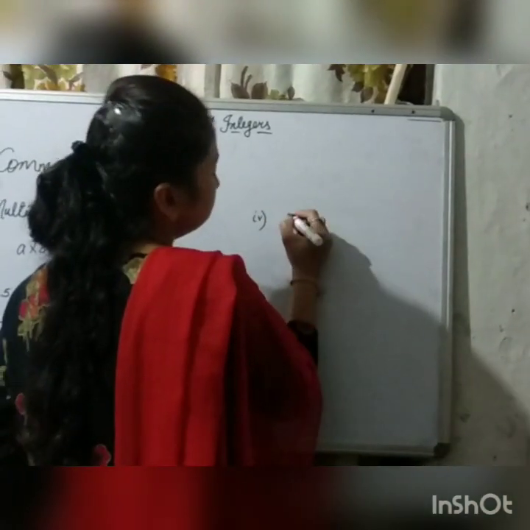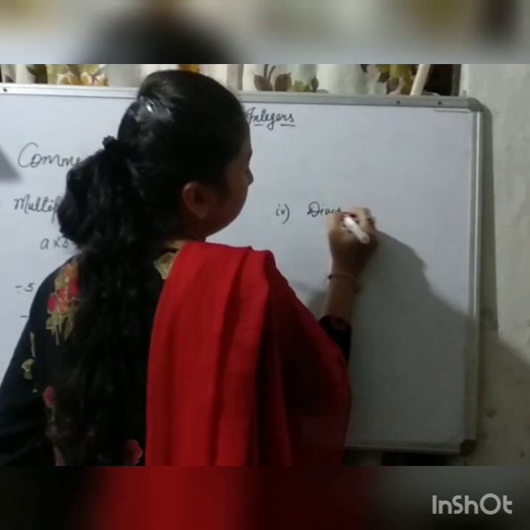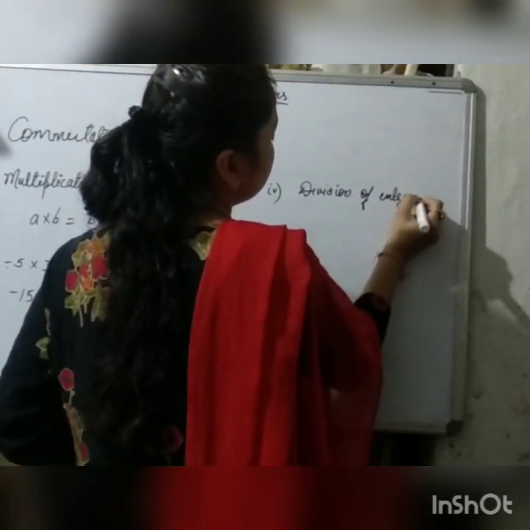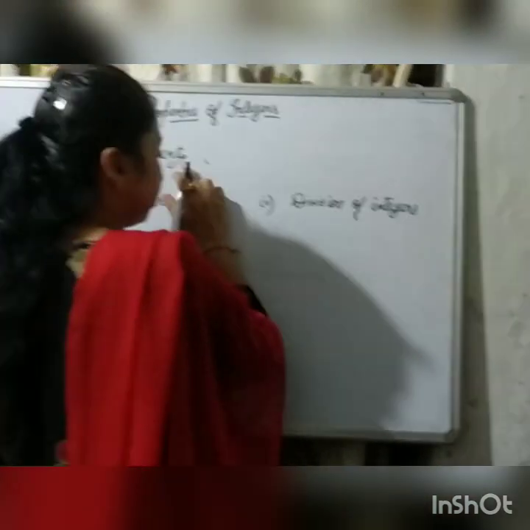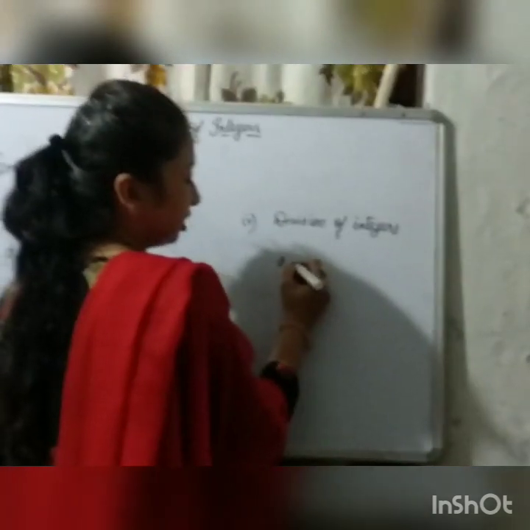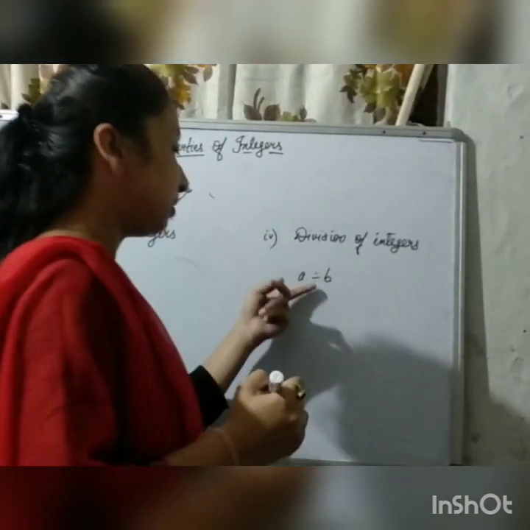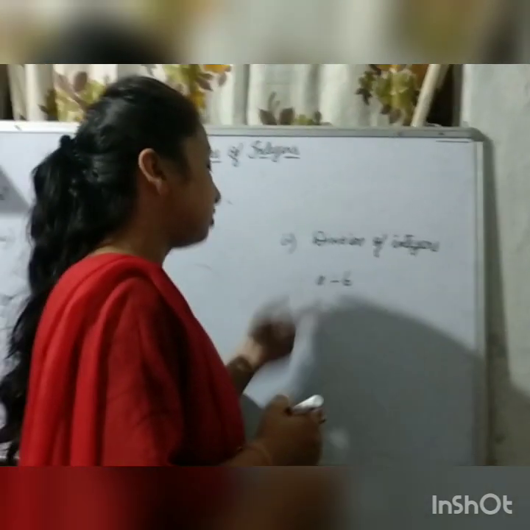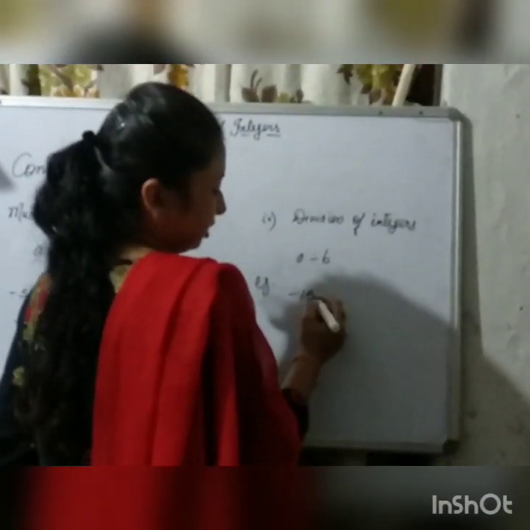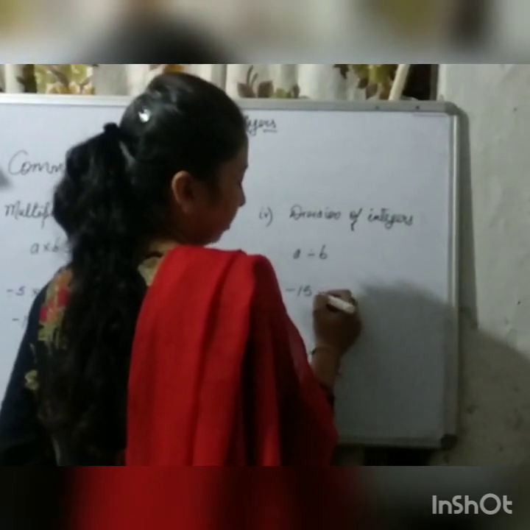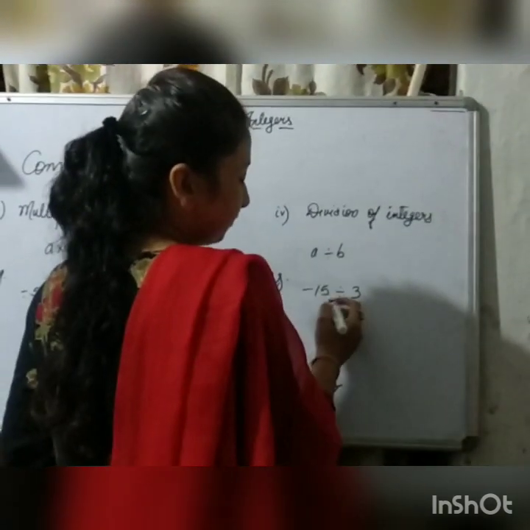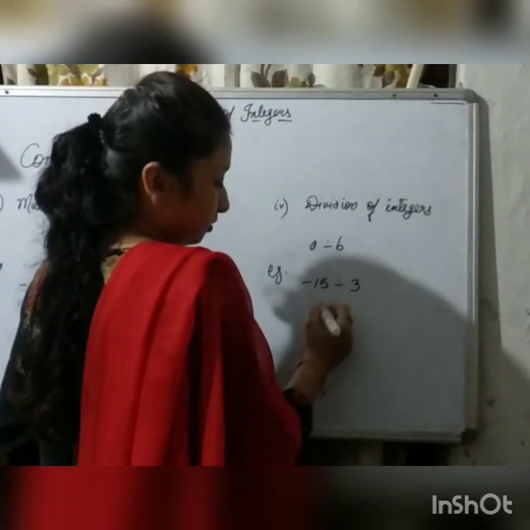Now the fourth, division of integers. Now we'll check whether this property is applicable to division of integers or not. So let's take a divided by b. So a divided by b should be equal to b divided by a. So let's check. First example, I have taken minus 15 as the first integer and then divided by 3. So minus 15 divided by 3. What is the answer? 15 by 3, 5.